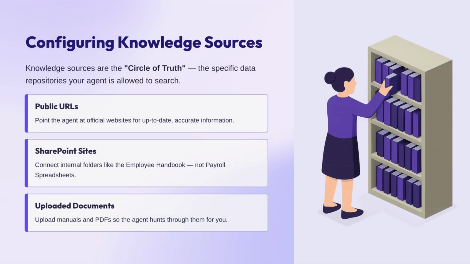The technical documentation describes these as the specific data repositories such as public URLs, SharePoint sites, or uploaded documents that act as the grounding data for the AI to ensure its responses are factually accurate and specific to your organization. To speak naturally, it is choosing the right library. You are the librarian and you decide which shelves the agent is allowed to look at.